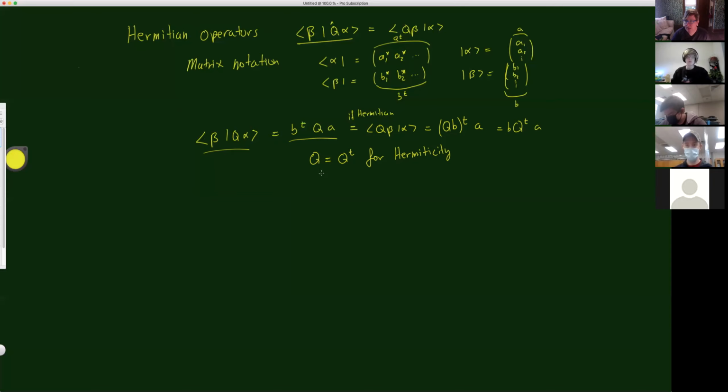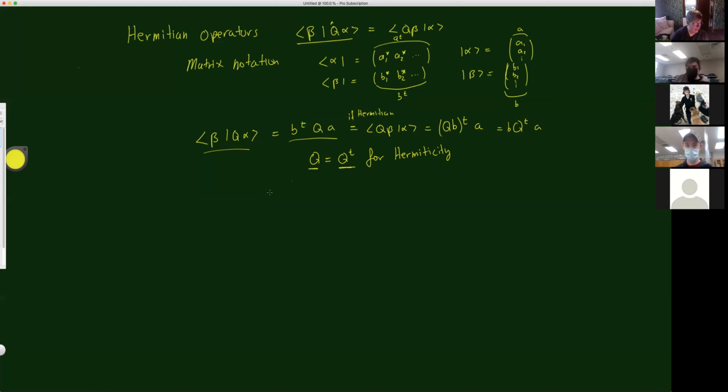So you can check, if you know the matrix form of an operator, that it's Hermitian. And you don't have to do this integral. Remember, this is really an integral. You can actually just see: is the Hermitian conjugate of the matrix equal to the matrix?